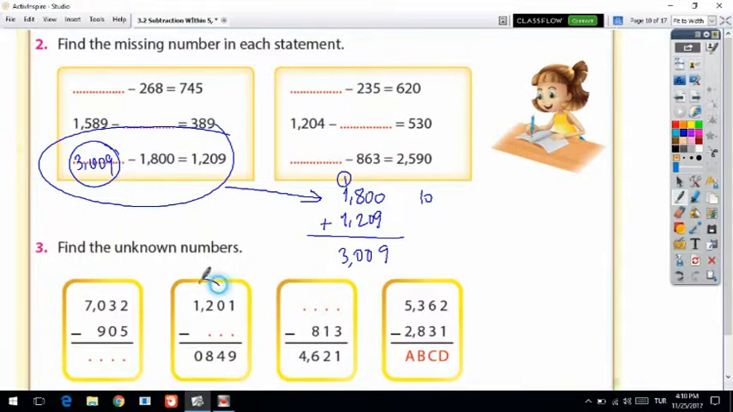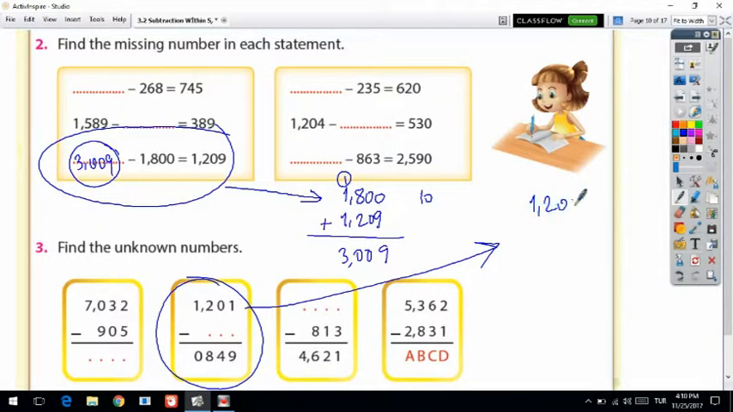If there is a space between them. Okay, I want to show here this kind of question. First of all, if there is a space, also if it's subtraction, we have to subtract them. Write the bigger number first. 1,201, then 849. Let's subtract. 1 minus 9 we cannot, so there is no number.